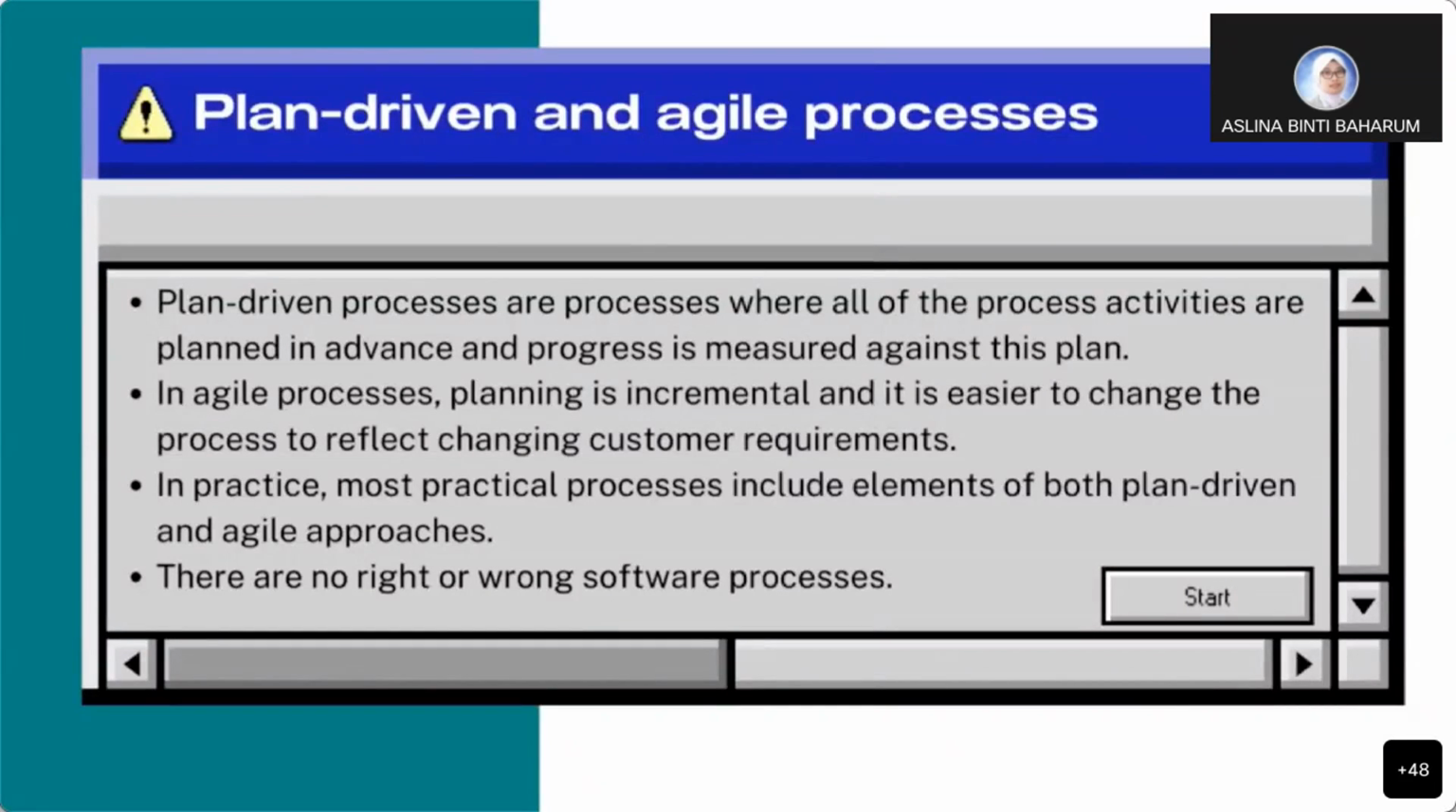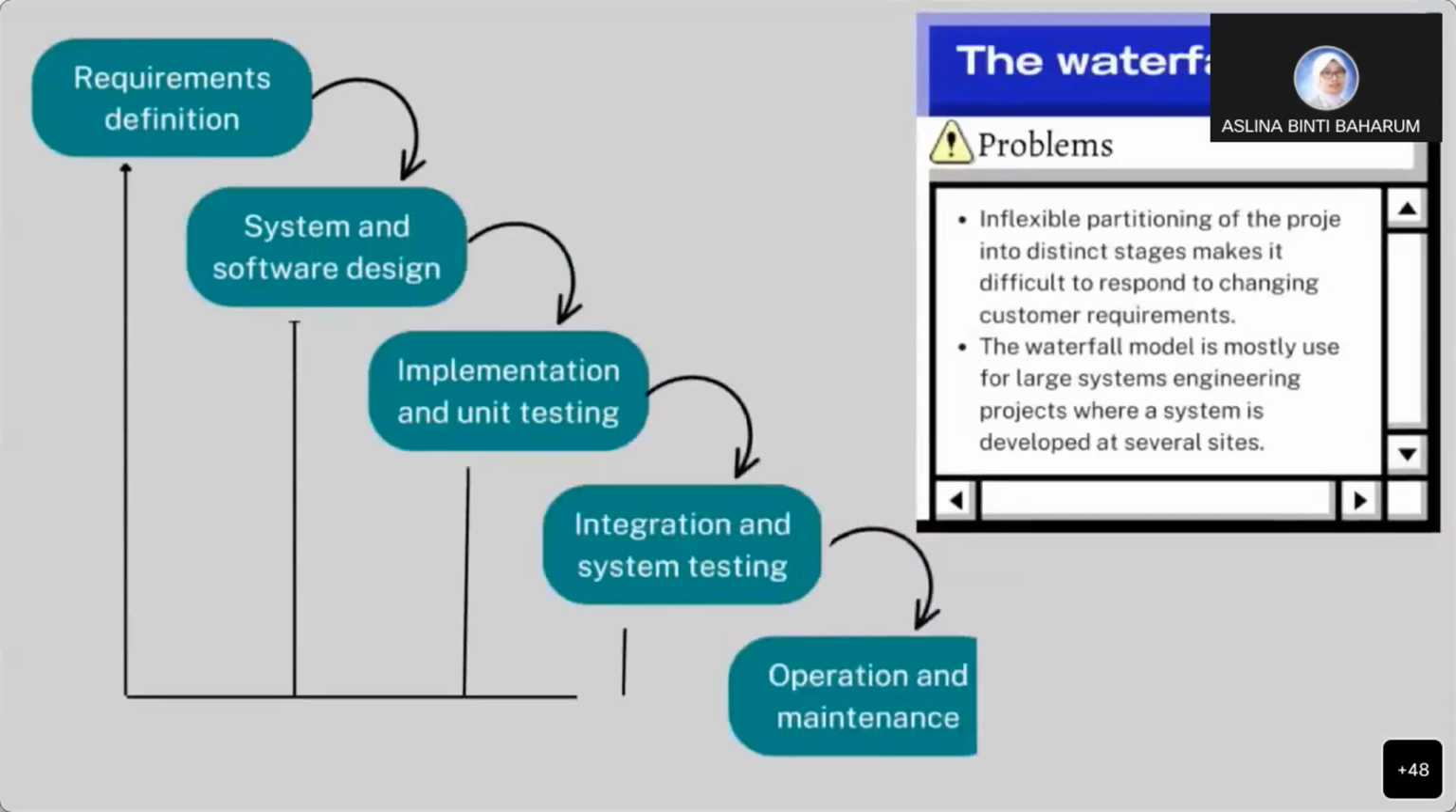In plan-driven processes, as stated earlier, it is measurable against this plan. In agile processes, as stated earlier, it is incremental and it is easier to change the process. As I stated before, we may do some changes or some fixing if the customer changes the requirements. Now we're going to learn about something interesting, which is the waterfall method.